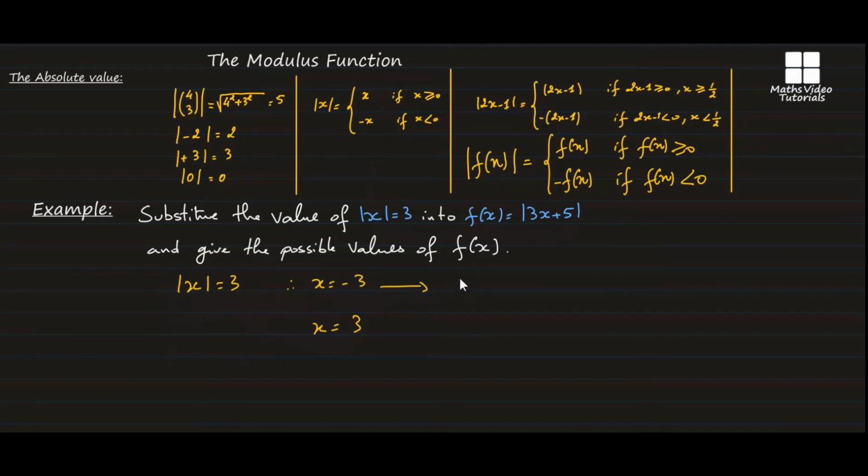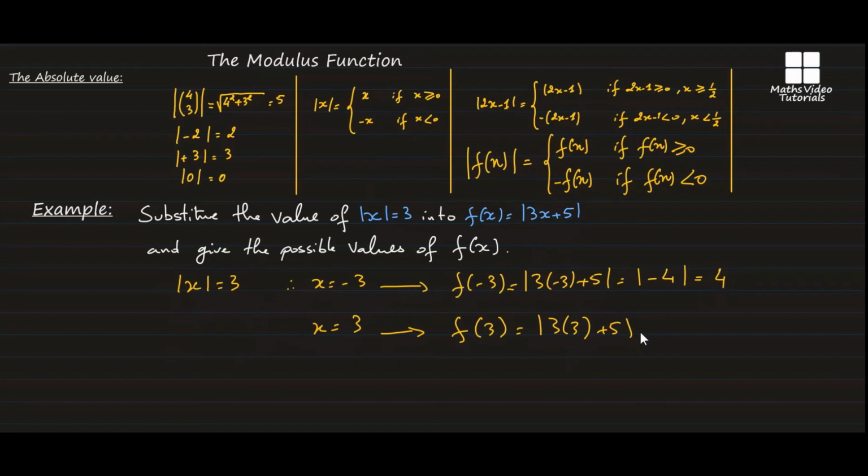When x equals -3, we'll substitute it into the function f. So we say f of -3, and we plug it into this modulus here: 3 times -3 plus 5. And that will be equal to modulus of -4, and that will return a value of 4. For this one here, f of 3, we plug it into the expression again, similar to what we did just now. That will give you a modulus of 14, and that will return a value of 14.